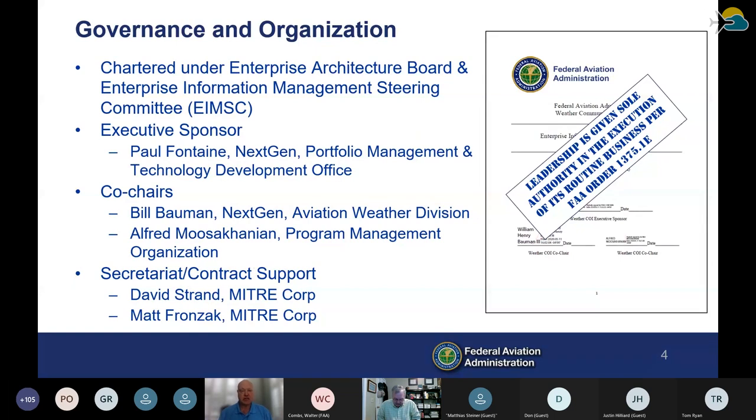So a community of interest in the FAA is a formal organization. It's actually chartered under the Enterprise Architecture Board, and our senior leadership is our steering committee. So they guide the work that a COI does. Each COI has an executive sponsor. In this case, it's my boss, our director of the Portfolio Management and Technology Development Office, Paul Fontaine. And then typically a COI would have a chair or co-chairs. And some of this is free flowing. There's only a couple of COIs in the FAA, and they all work a little bit differently. For whatever reason, we decided we'll have a couple of co-chairs, myself and Alfred. So we've really got the research side of FAA being NextGen, where I work, and then the operations side where Alfred works in the program management organization. And I must say, we get great support from our secretariat, Dave Strand and Matt Fronzak, doing a great job for us. Next slide, please.